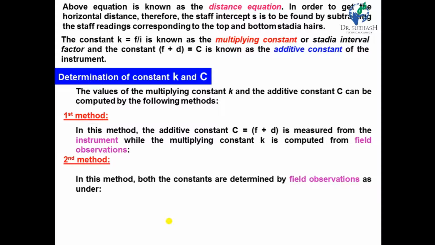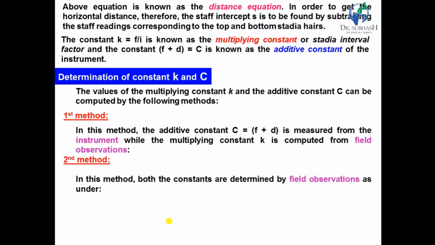In this method, the additive constant C, equal to F plus D, is measured from the instrument, while the multiplying constant K is computed from field observation. So we can get the values of F and D because the instrument is available, and that distance is very small, and we can calculate it by simple measuring techniques.